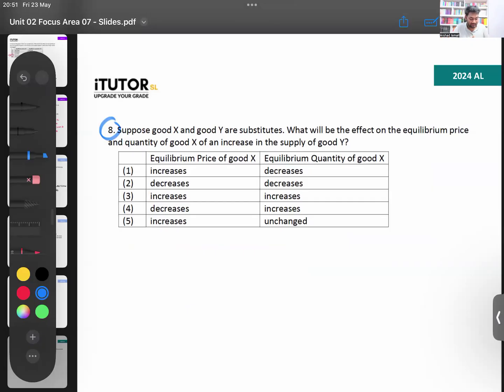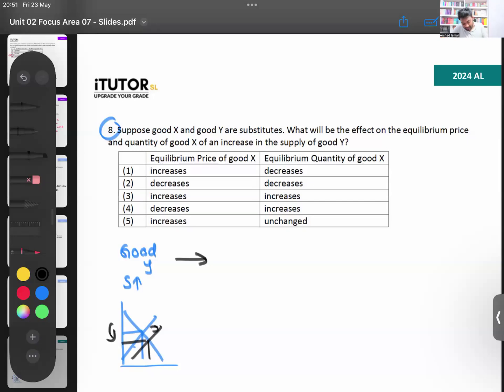Suppose good X and Y are substitutes. What will be the effect on equilibrium price and quantity of good X of an increase in supply of good Y? Isn't that the same thing that you had before also? So you had good Y. Now the supply of good Y has increased. So if the supply of good Y increased, what will happen to the price of good Y? Price of good Y will come down. So good Y price has now come down.